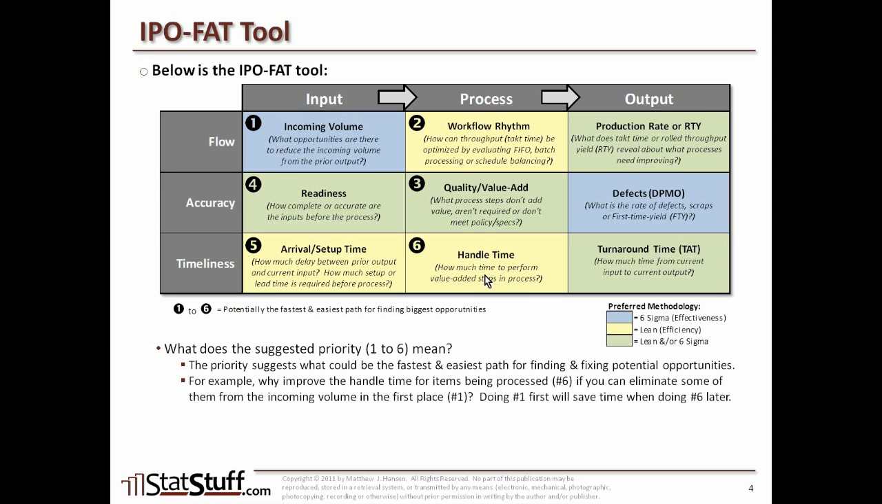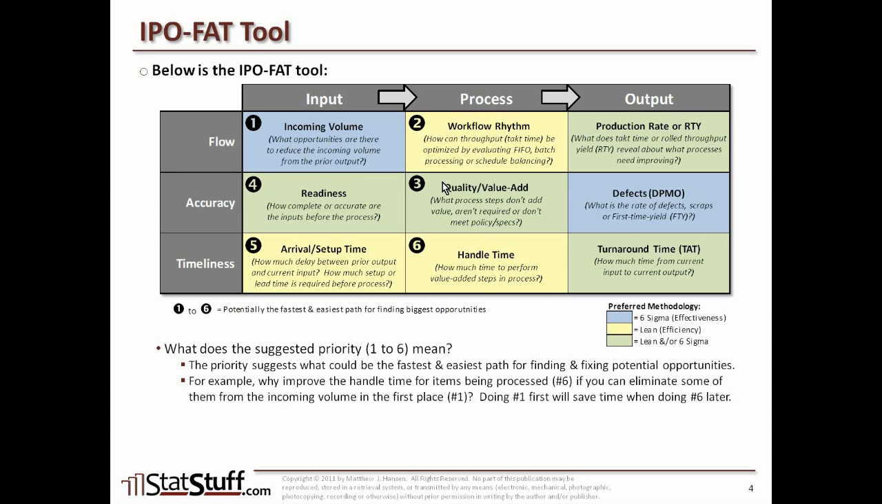So as an extreme example, I might ask, why in the world would I want to spend time trying to improve the handle time, the processing time for items that I should have never gotten in the first place? It doesn't make sense. So if we can eliminate those items first, then we can spend our time on trying to improve the efficiency or the handle time for the items that we're supposed to be getting.